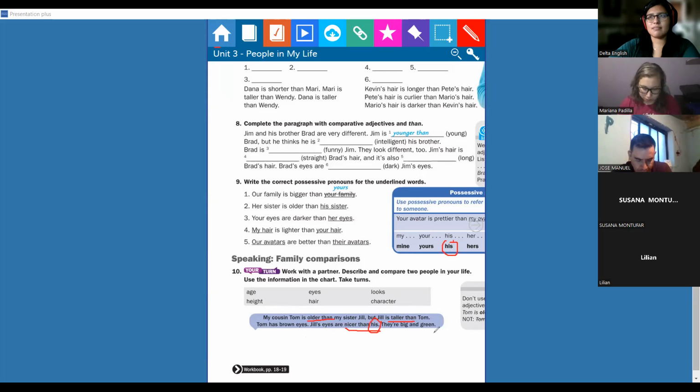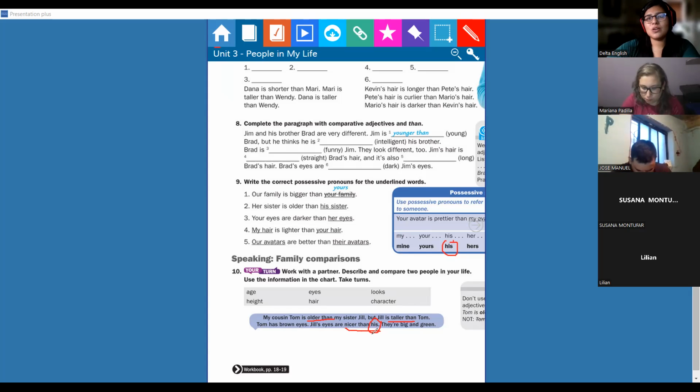They're big and green. ¿Qué estoy diciendo aquí? Mi primo Tom es más viejo o mayor que mi hermana Jill. Ahí tengo una comparación. Pero Jill es más alta que Tom. Segunda comparación. Tom tiene ojos cafés. Los ojos de Jill son más bonitos que los suyos. Los suyos de él, estamos hablando aquí, los suyos de Tom.